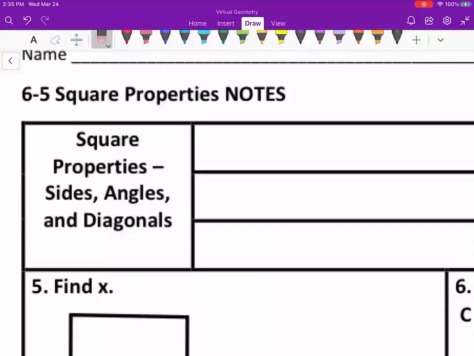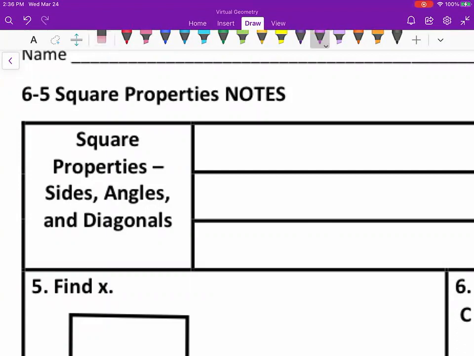Hi everyone, we're looking at another kind of special parallelogram here, which is called a square. Now we're all very familiar with squares, but there are some properties that go along with a square that we might not have ever known. Now again, a square is a parallelogram. It is a special kind of parallelogram because it's got some special things going on.